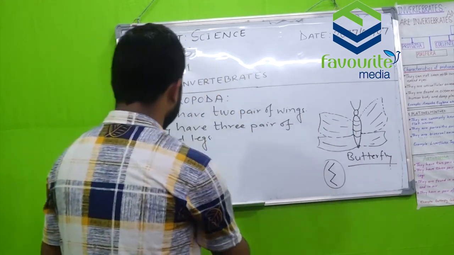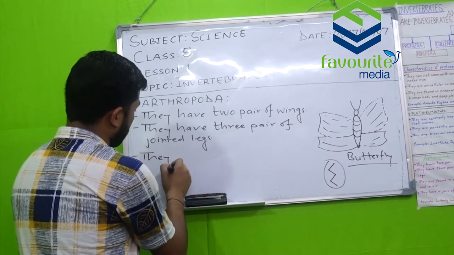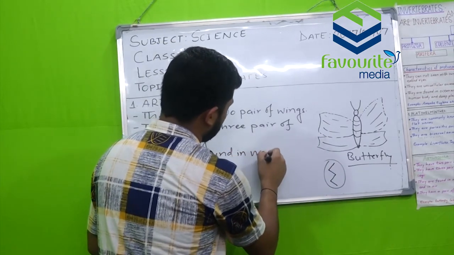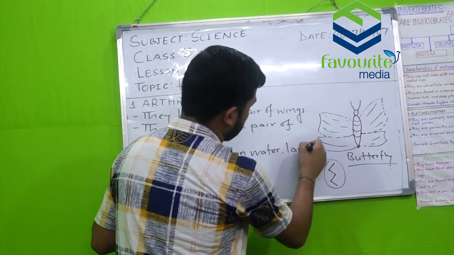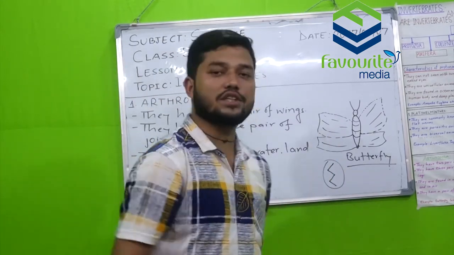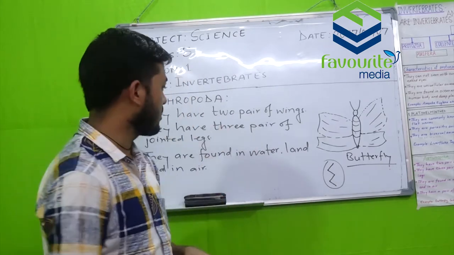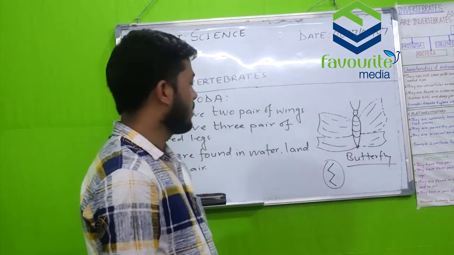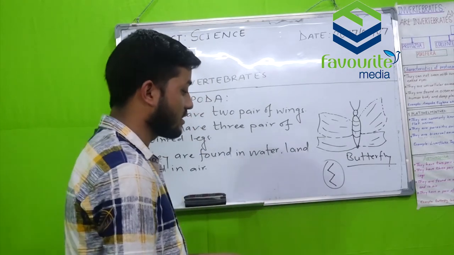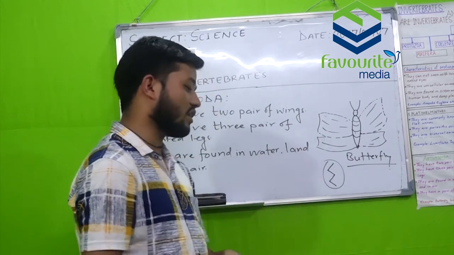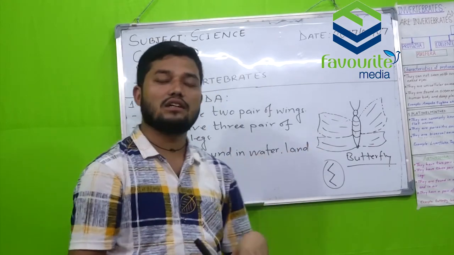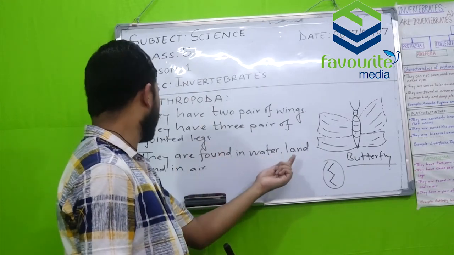The third one is they are found in water, land and in air. The animals of the group Arthropoda can be found in water, land and in air. Suppose you can write here, for water, scorpions. On the land, you can write cockroach. And in the air you can find butterfly. So we can find the animals of the group Arthropoda in water, land and in air.